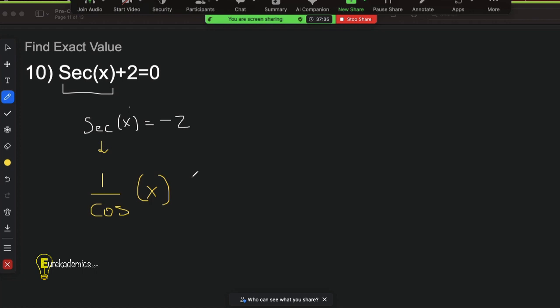And where is 1 over cosine? Oh, and then if we flip this, flip that. Boom. Where is cosine negative a half? That's the question. So then back to the unit circle. Negative a half is here. And here. And if you look on your unit circle, theta has to equal 2 pi thirds.